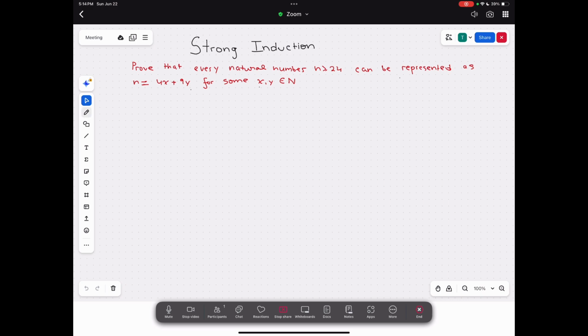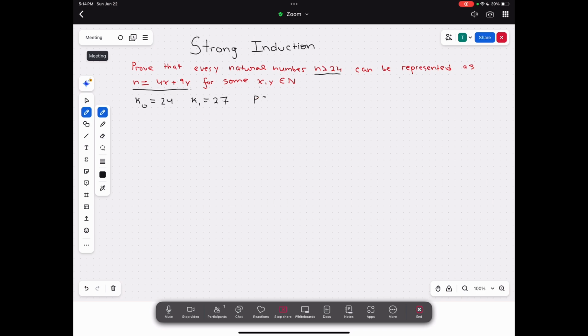So we have to prove that every natural number n greater than or equal to 24 can be represented as n equals 4x plus 9y for some x and y that belong to the natural numbers. So let's start our proof by using k0, which is our starting point, equal to 24, and our last base case, k1, equal to 27.